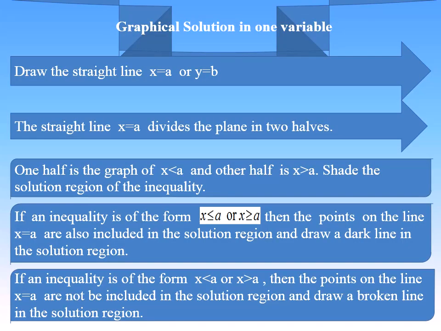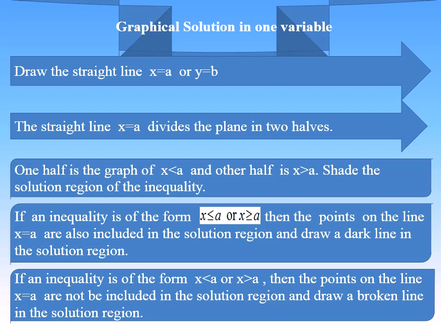Graphical solution in one variable. First we need to draw the line either x equal to a or y equal to b. The straight line x equal to a or y equal to b divides the plane into two halves. One half is the graph of x less than a, the other half is x greater than a. Shade the solution region of the inequality. If an inequality is of the form x less or equal to a or x greater or equal to a, then the points on the line x equal to a are also included in the solution region, and we draw a dark line in the solution region.